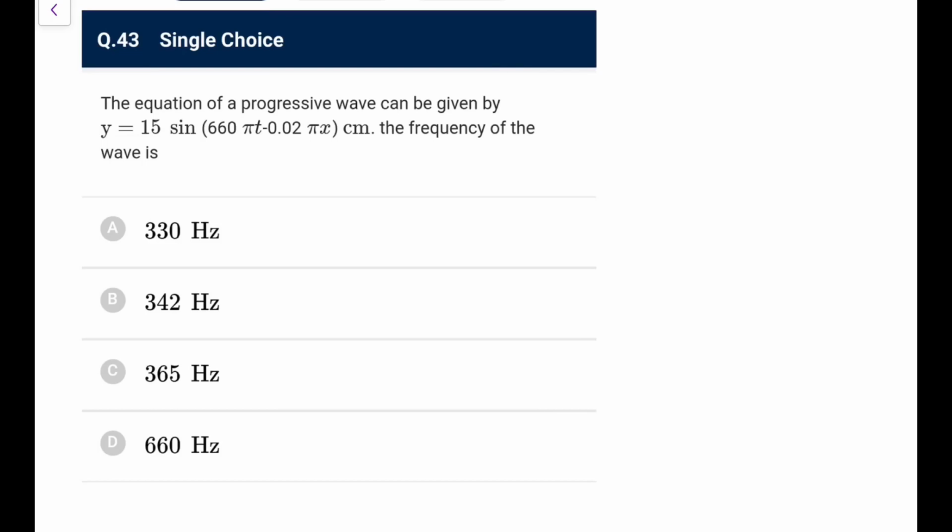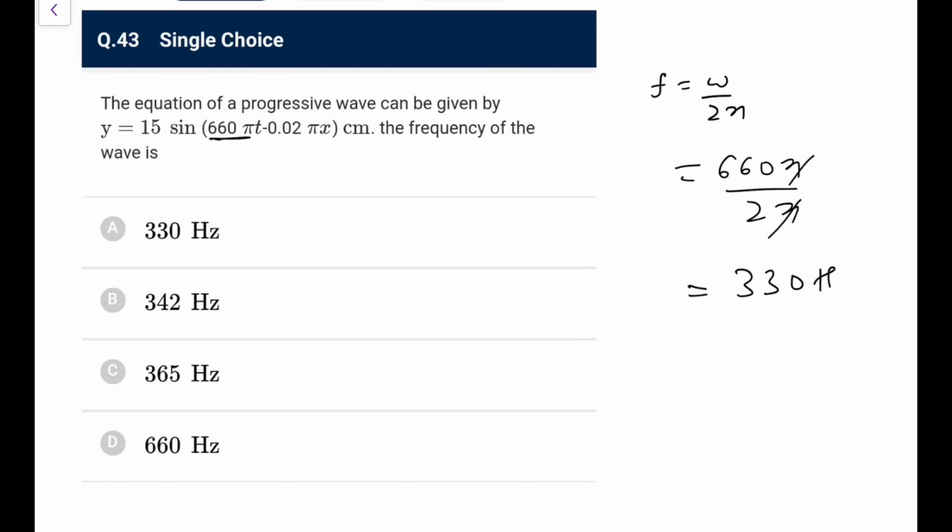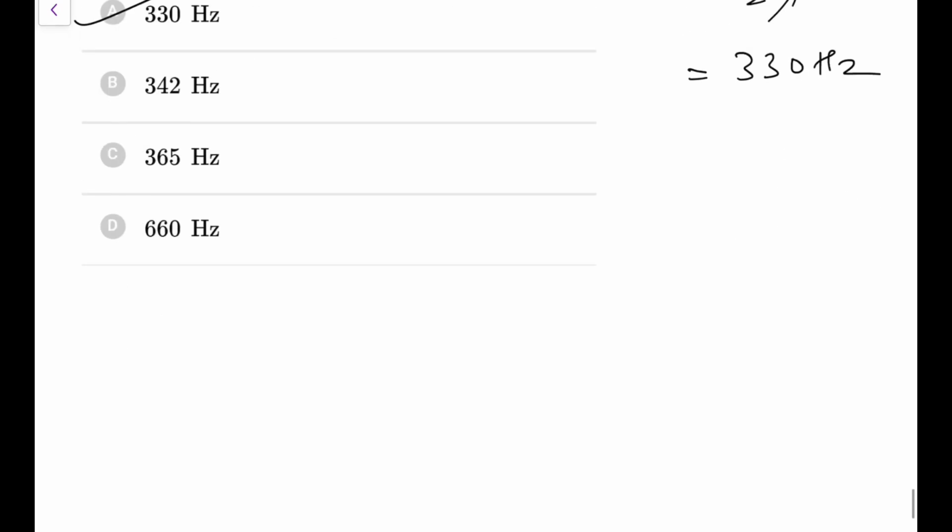The equation of progressive wave is given by this. The frequency of the wave is from omega t. Omega is 660 pi. So frequency is omega by 2 pi. So 660 pi over 2 pi. So this is 660 by 2. That is 330 hertz. Go for A in this case. Next.